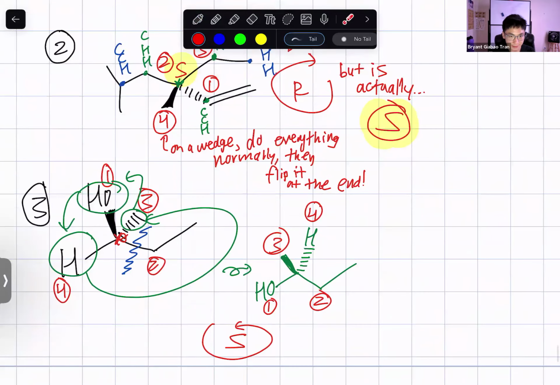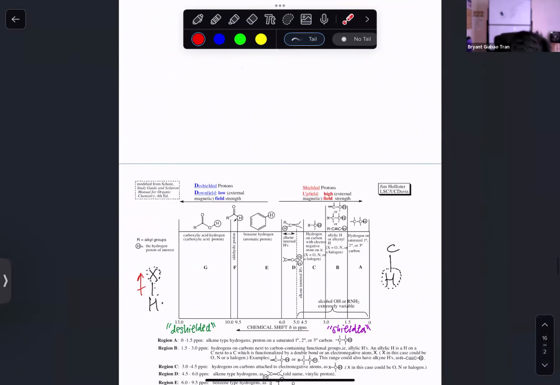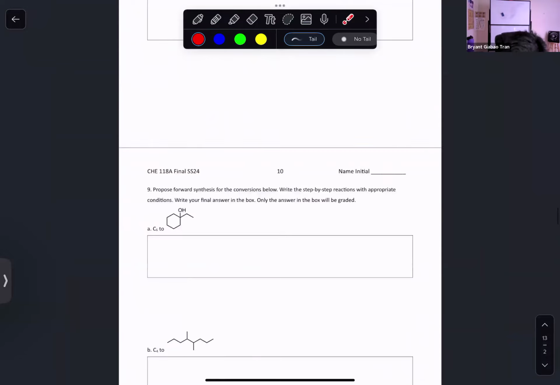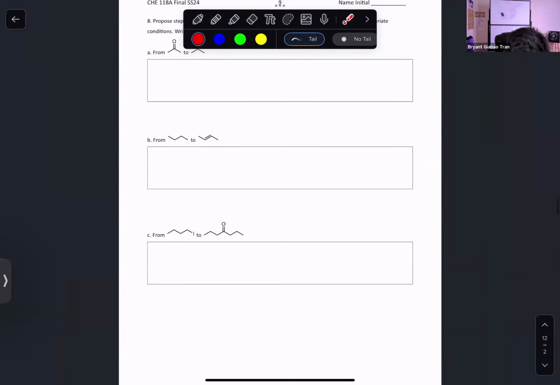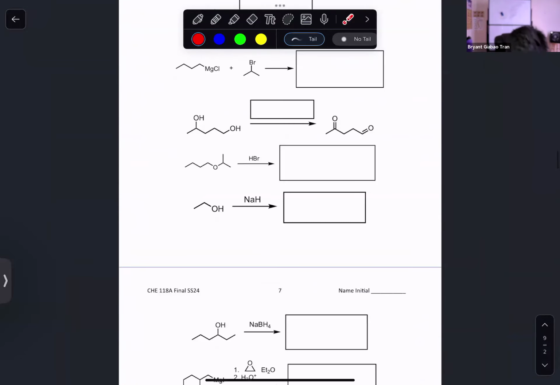Okay, ready for synthesis, retrosynthesis, retrosynthetic analysis stuff? Okay, let's do it. How do you guys want to do this? Have me walk through the synthesis on the final and then go from there, teach you what to look out for.